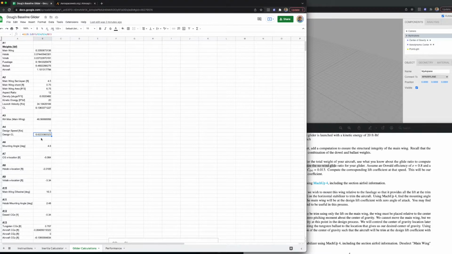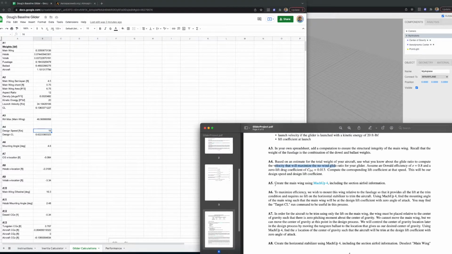So I'm going to design this glider to basically be at a lift coefficient of 0.622, because if it's designed there and trimmed at that lift coefficient, then it will force it to fly basically at this design velocity of 16 feet per second at the altitude and in these conditions that we're looking at. Okay, so that was A4. Okay, so A5 says create the main wing using mockup 4, including the section airfoil information.